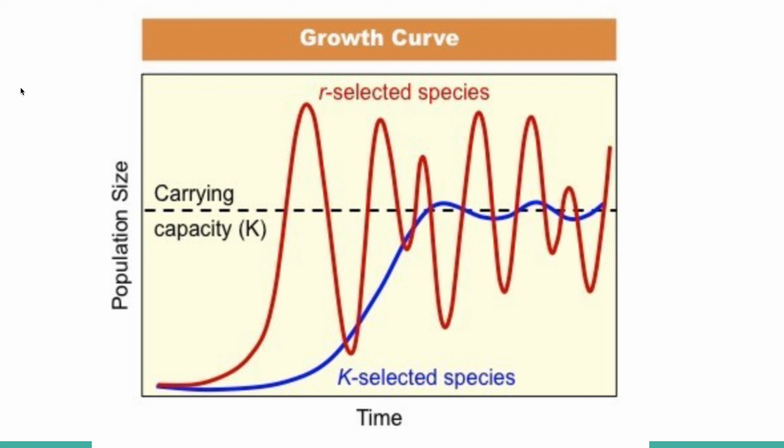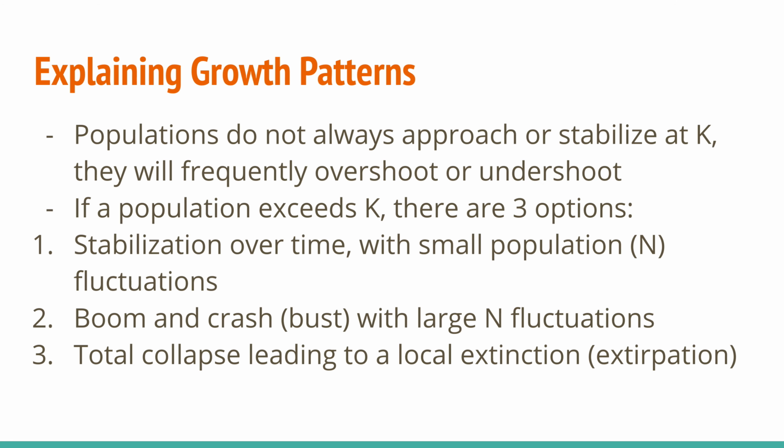Well, the bust always comes with the risk of extinction, or extirpation in the case of a local extinction. So when you go through a boom or when you overshoot K, you get three options in terms of populations. You can stabilize over time, which is what the logistical growth does. There can be a bust, which causes a large decrease in the population, which is what the R-selected does, or there can be a total collapse. And if you hit the total collapse, the population in that local area is gone.